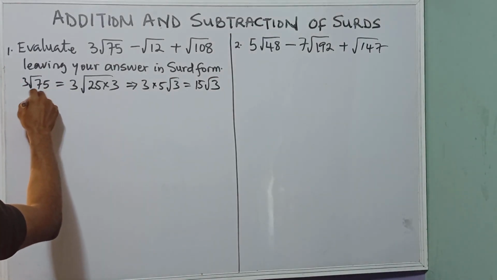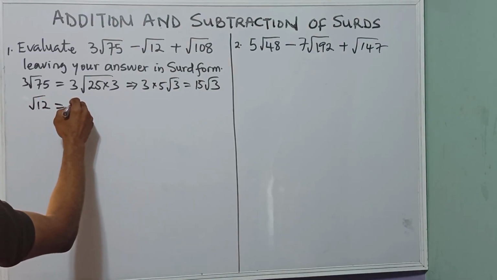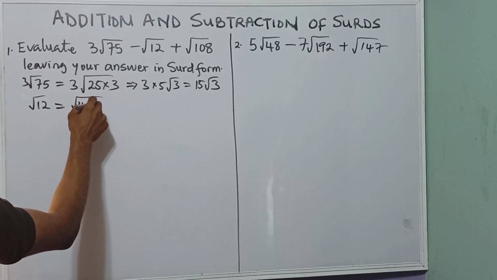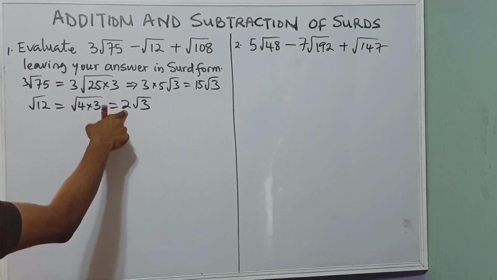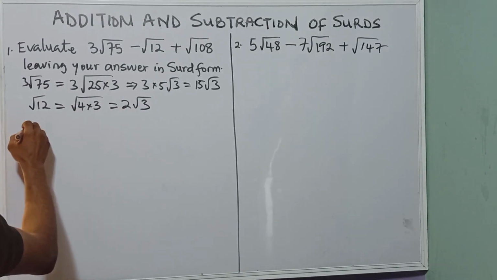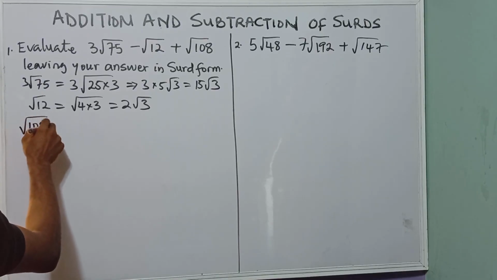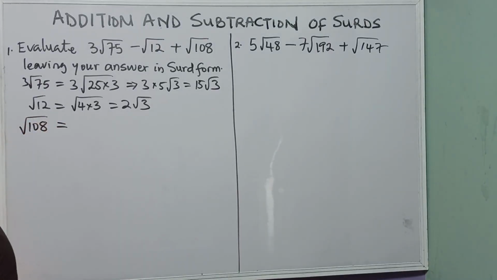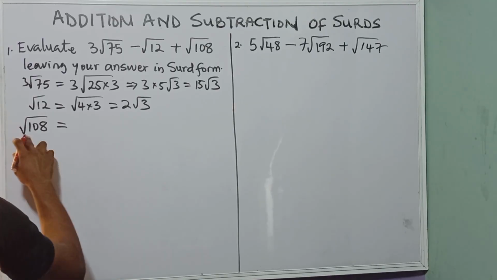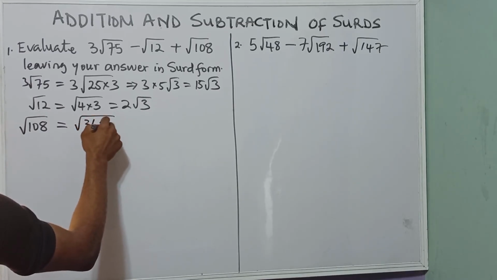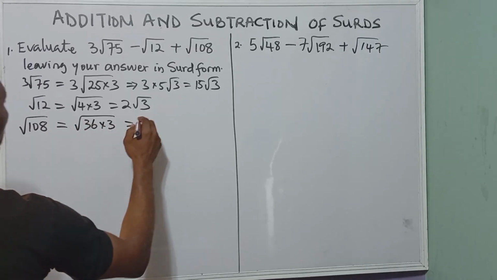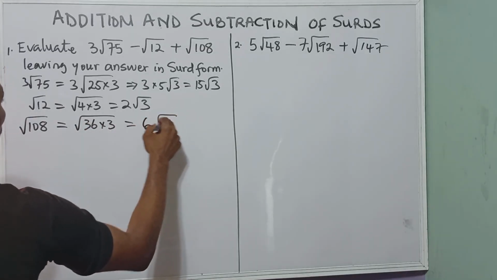And root 12 would give us root 4 times 3, which gives us 2 root 3. Root 4 is 2, so 2 root 3. And root 108 would be root 36 times 3, and root 36 is 6, so 6 root 3.